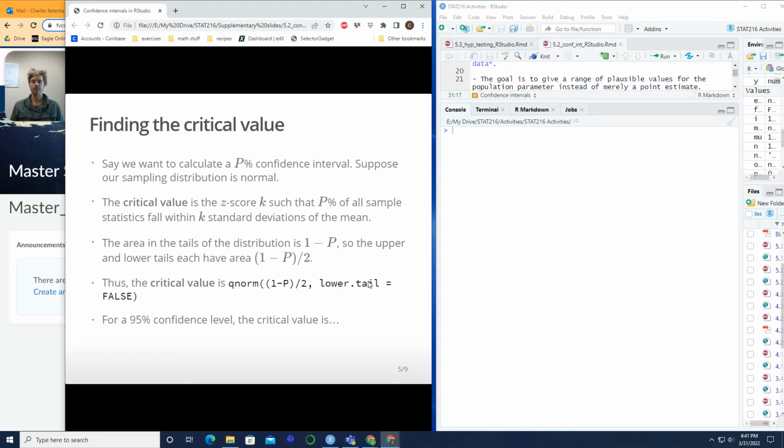So how can we find that confidence level, or that critical value, sorry. Say we want to start out with a p% confidence interval. This will apply more broadly to other distributions, but we're also going to suppose that our sampling distribution is normal. So the critical value is the z-score, we'll call it k, so that p% of all sample statistics fall within k standard deviations of the mean.